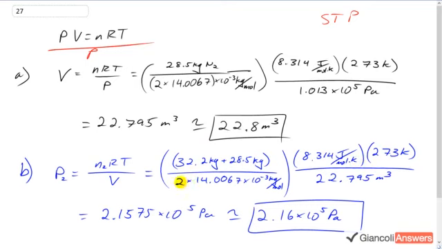So we're dividing this by 2 times 14.0067 times 10 to the minus 3 kilograms per mole, and then times by universal gas constant, and times by the standard temperature, and divide by the volume of the container that we found out in part A. That's 22.795 cubic meters, and we get the new pressure of 2.16 times 10 to the 5 pascals. And we expected this to be higher than it was before, so that makes sense. Because there's now more molecules in here, so we'd expect more collisions between them and more pressure.